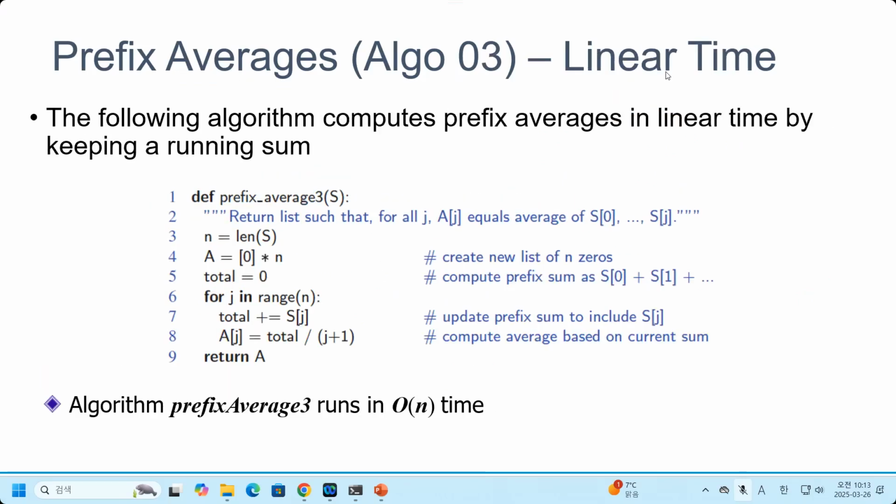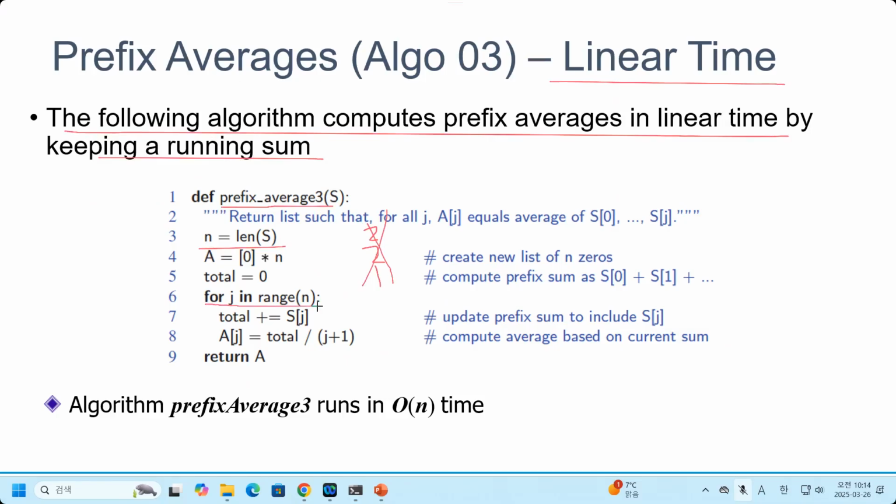What about algorithm 3? Now algorithm 3 is better because it is linear time. The following algorithm computes prefix averages in linear time by keeping a running sum. So we have this method creation. This is two operations, one operation, but we will drop this one. We don't care, it is constant.